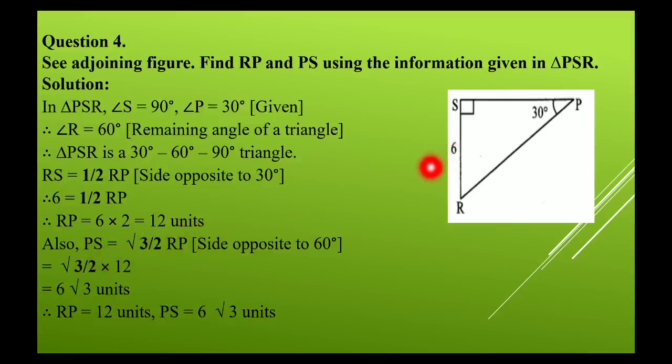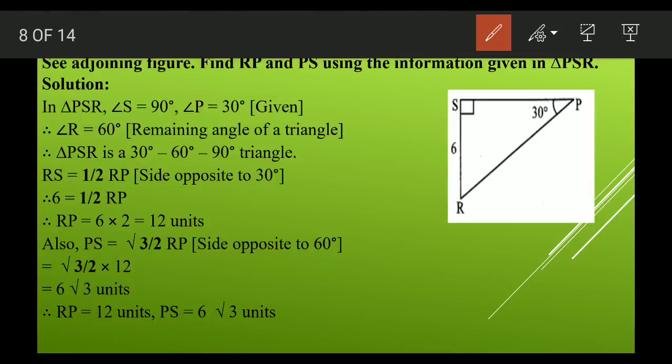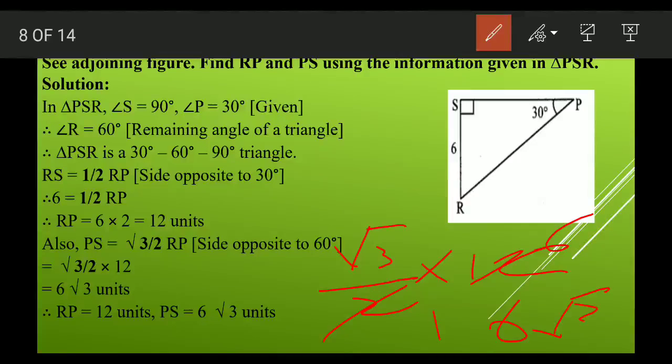Now, the side opposite to 60 degrees. This is 60 degrees, right? The side opposite to 60 degrees is SP, that is PS is equal to root 3 upon 2 into the hypotenuse. The hypotenuse is RP. Just now we found RP value is 12. So root 3 upon 2 multiply by 12. 2 ones are 2, 2 sixes are 12, so 6. So we have 6 root 3 as the answer. I hope you all have understood.